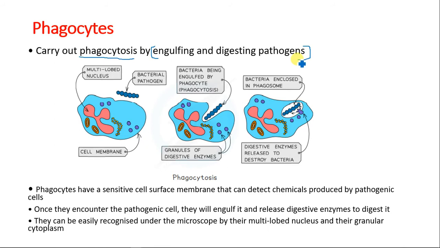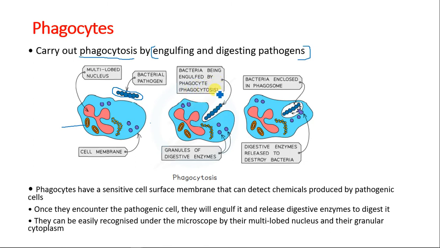So first, if you have a bacteria pathogen, now this is a pathogen and this is a phagocyte. Remember, it has a lobed nucleus, and these are mitochondria, many vesicles here, and endoplasmic reticulum. Now, what happens is the phagocyte will identify the pathogen. Once it identifies the pathogen, it will move towards it and engulf it. So, bacteria being engulfed by phagocytes.